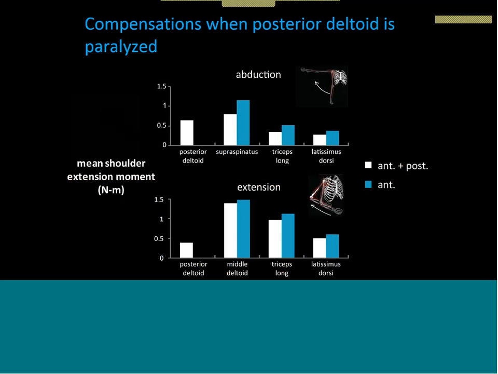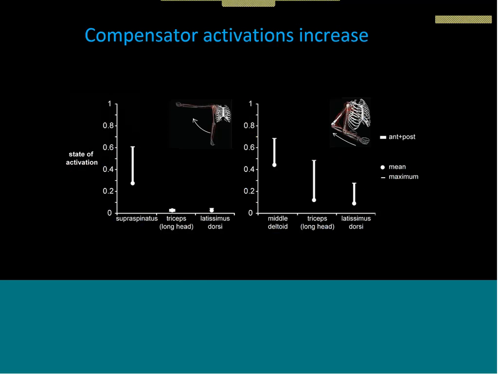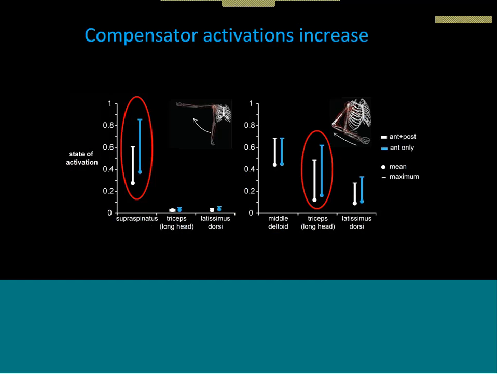If we look at the activations, we get an even clearer picture of which ones are compensating. So I'm showing here the mean and maximum activation during that movement for those same muscles for the motions shown by the diagram. And what we can see is, in particular, supraspinatus and triceps really have to turn up their activation, which is already quite high, in order to compensate for posterior deltoid absence. So this is important to know, because if those muscles are not available to compensate, then it may be really important to have posterior deltoid available, and you may want to restore it.